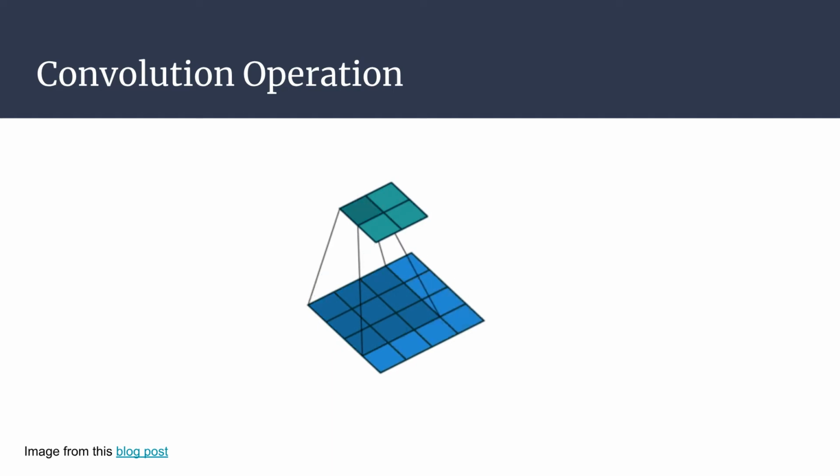So you do that for all possible combinations of this filter on this image, and then you get basically a slightly downsampled image as a result of it, although you can actually add things in to keep the image the same size, and most people do.